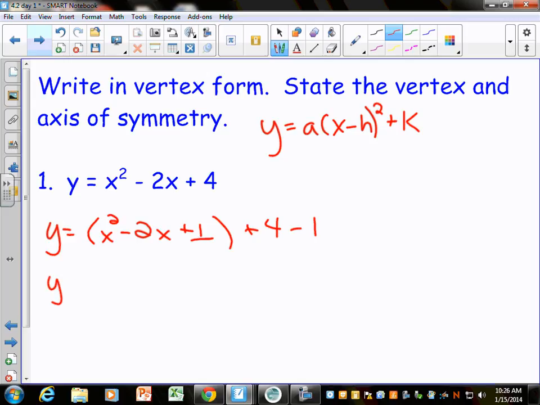And after we complete the square, you should be able to write this as a perfect square. And remember, it's always half of that middle number. So half of negative 2 is going to be x minus 1 squared. And 4 minus 1 is 3. Does that look like vertex form? What's my a in this problem? 1. There's a 1 out there. That's great. It means it's not stretched or shrunken any, right?